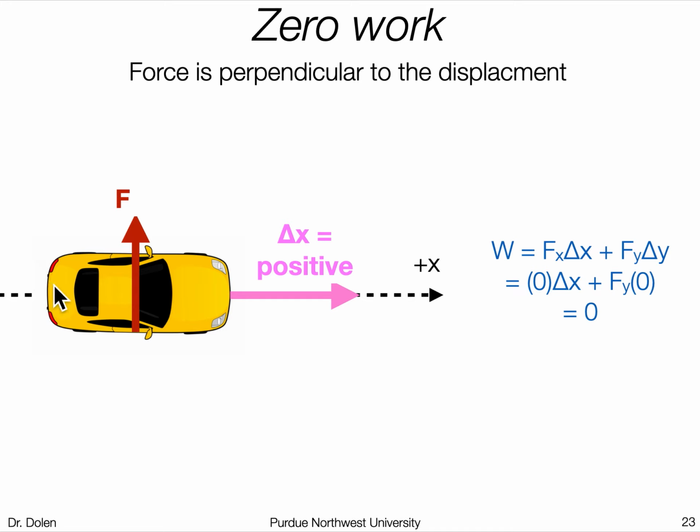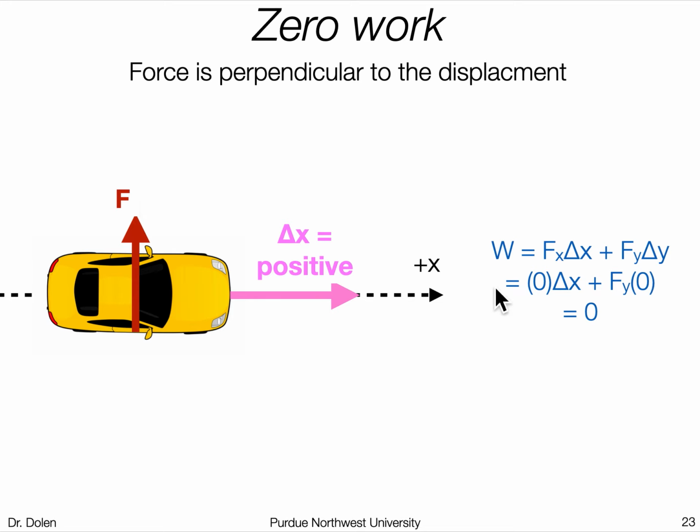If the car was moving in the plus x direction, it's sliding down the hill, for example, in the plus x direction, but you're pushing on the side of the car, you're not really helping. You're not going to stop the car, you're not going to speed up the car, you're not going to do anything to the car. You're doing zero work, right?